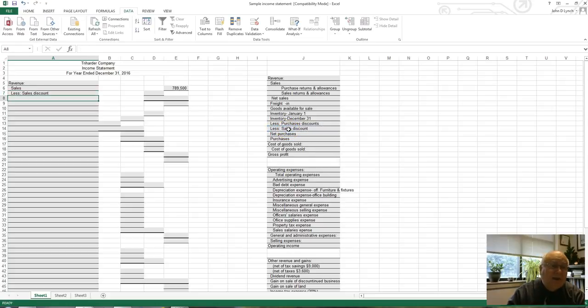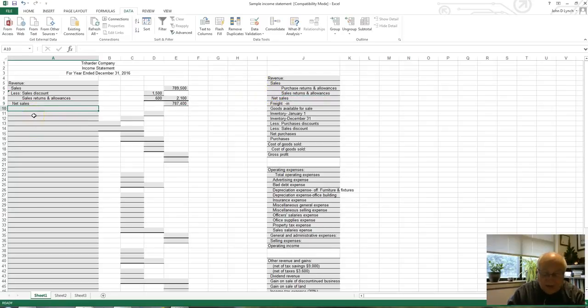Okay. After sales, we have sales discounts, which is $1,500 in our example. And then we're also going to have sales returns and allowances, which in this example is going to be $600. Then we add those together, the $1,500 plus the $600. That gives us our total deductions from sales. So we take $789,500 minus the $2,100 to get $787,400, and this is called net sales.